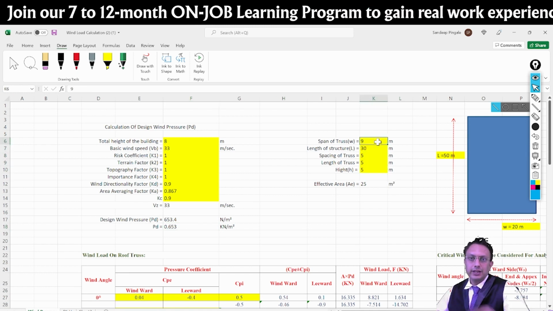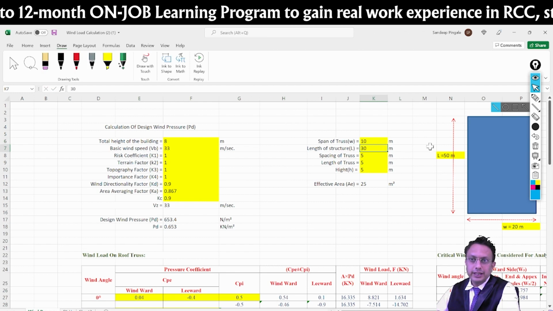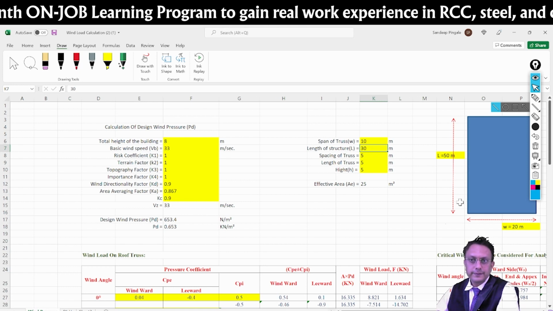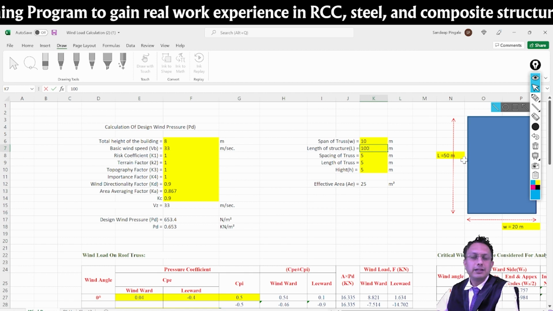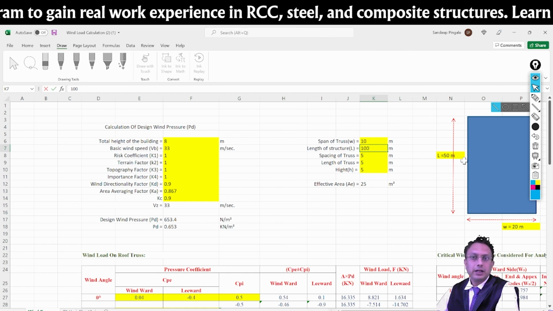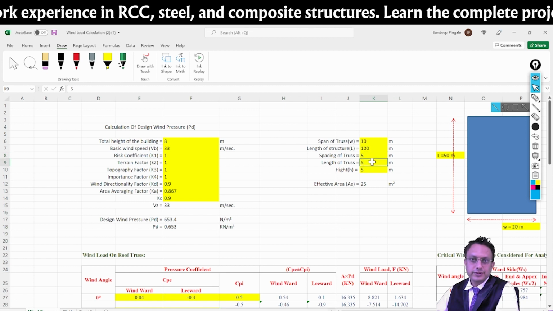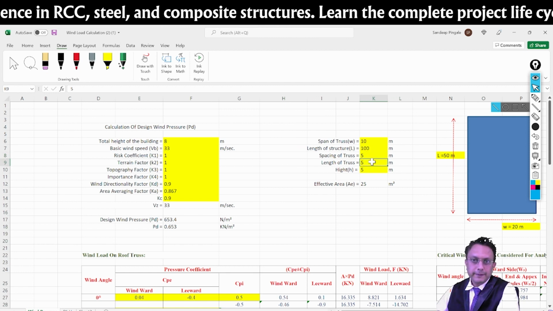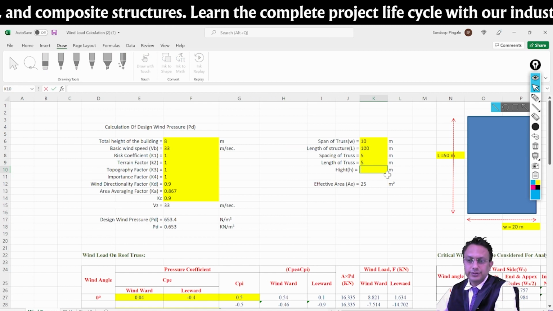What is the span now here? Truss span is 10 meter. Length of the building is how much? How much have we said the length? Total 100. 100 meter. The spacing of the truss 5 meters. 5 meters, yes. So height is how much? 10 meters. No, 8 meters.